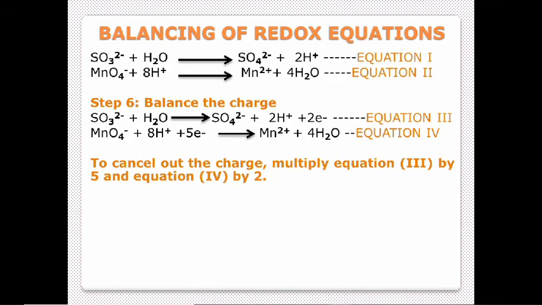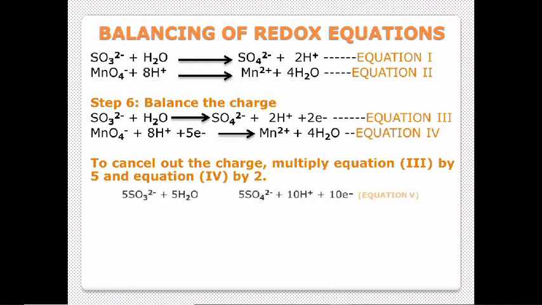So if we multiply equation 3 by 5, we now have 10 electrons. Then if we multiply equation 4 by 2, we now have 10 electrons too, showing that it can cancel out. And while you are multiplying, you need to multiply the entire equation, both the reactant and the product side.